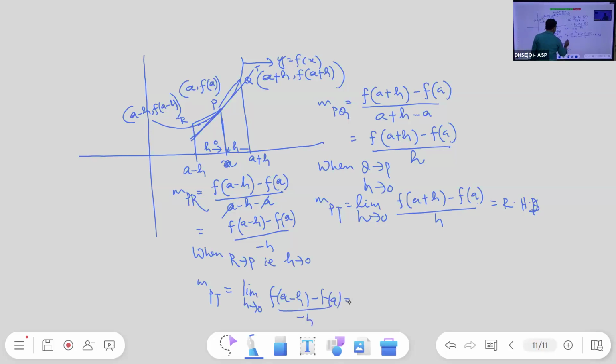If the left hand derivative is equal to the slope of PT, and the right hand derivative is the slope of PT, this implies that a unique tangent can be drawn to the graph of the function at P.